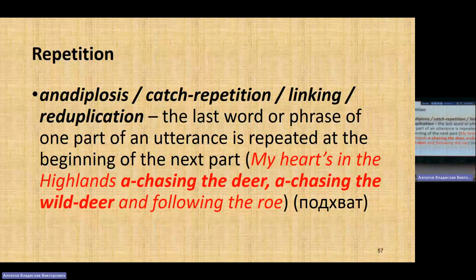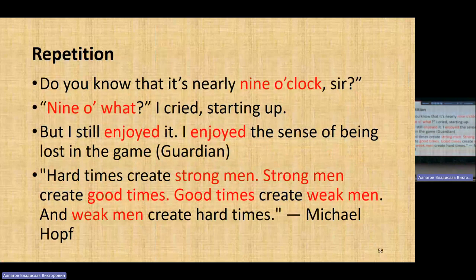Where does it come from? Burns. My heart's in the highlands, right? This type of repetition is frequently used in dialogues because this is the natural way dialogues flow. You finish with one thing and your partner begins with the same thing, right? This is catch repetition. So very typical of dialogues and colloquial speech.